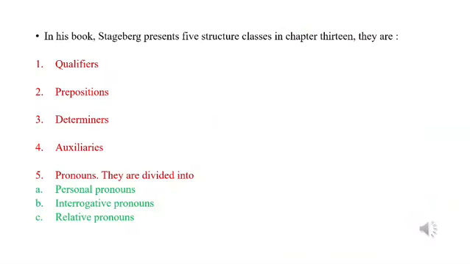In his book, Stageberg presents 5 structure classes in chapter 13. They are qualifiers, prepositions, determiners, auxiliaries, and pronouns. Pronouns are divided as well into personal pronouns, interrogative pronouns, and relative pronouns.